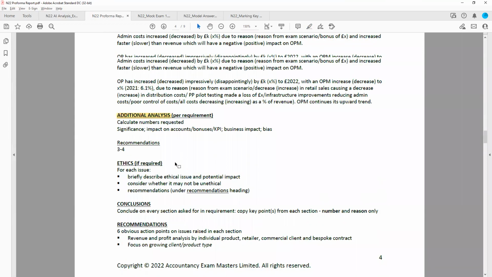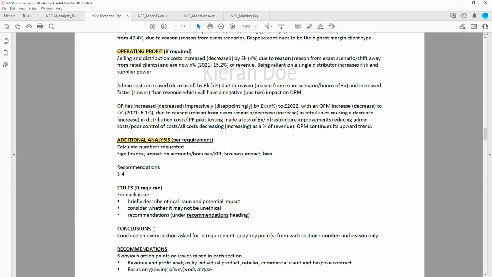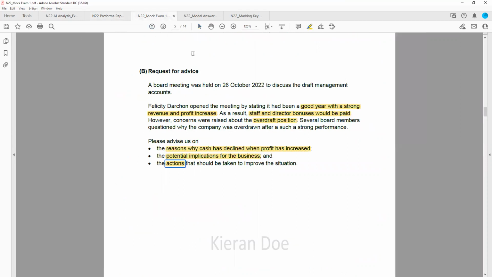You could have it with all of your other recommendations at the end, but personally, I like to have them here because as I go through it, I'll calculate any numbers I've been asked for, and then some points about the significance, the impacts on the business, on the accounts, on the KPIs, and any possible bias in the information. It doesn't look as though that's going to be an issue here. We're just doing effectively a bit more analysis of the accounts.